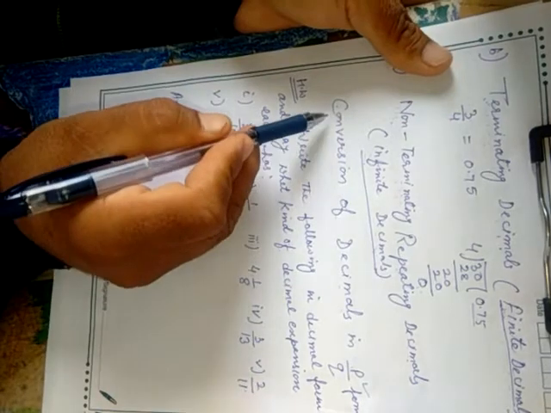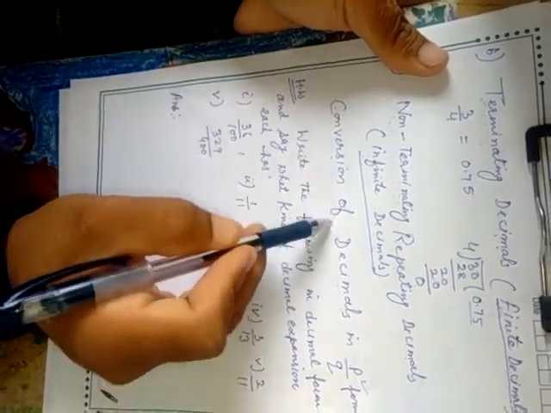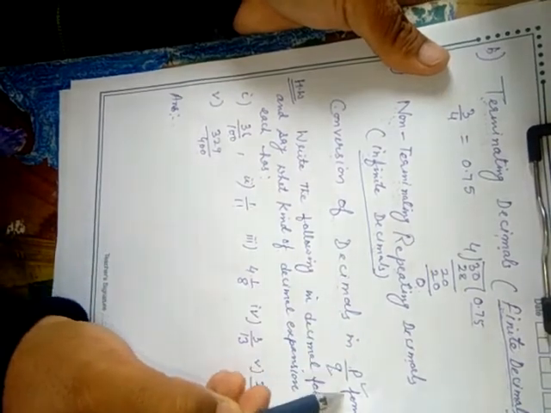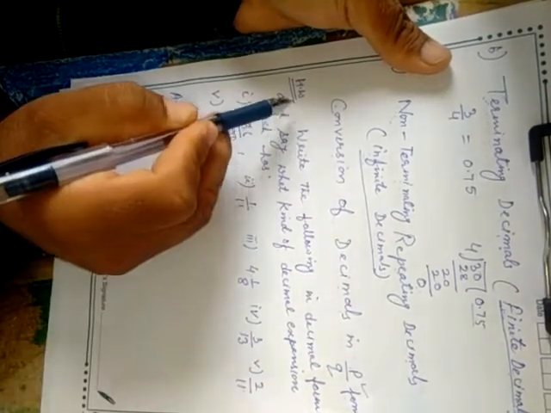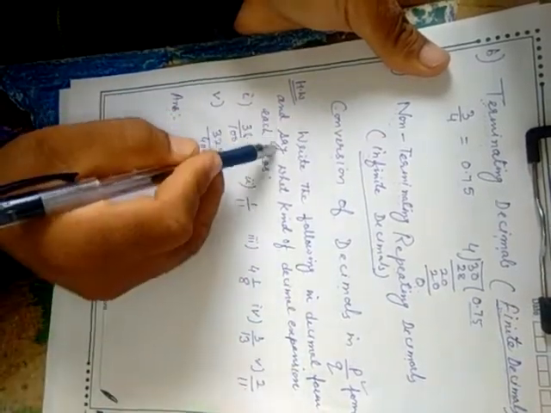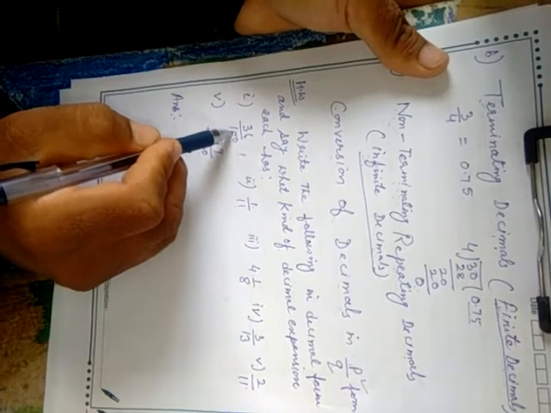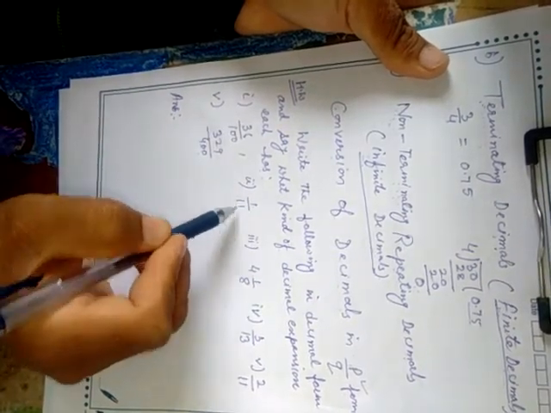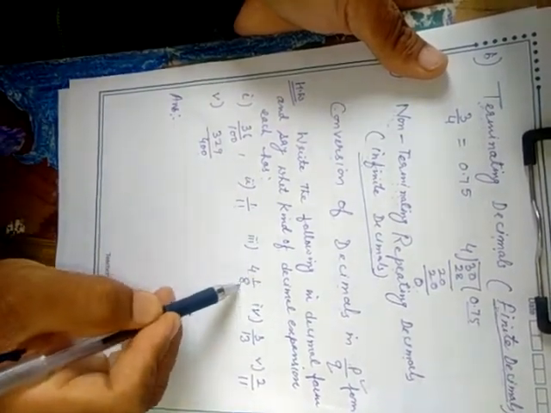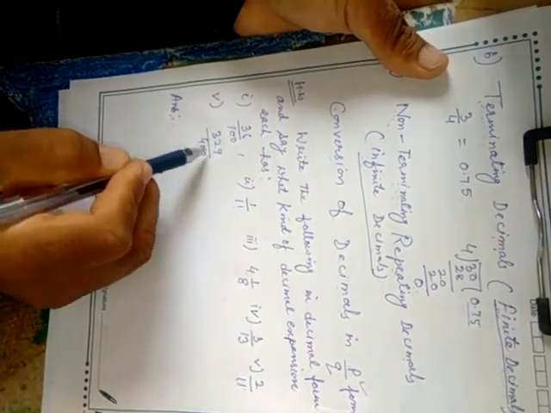Now tomorrow we will study the conversion of a decimal into p/q form. So today's homework is: write the following in decimal form and say what kind of decimal expansion each has. 36/100, 1/11, 4 and 1/8, 3/13, 2/11, 329/400.